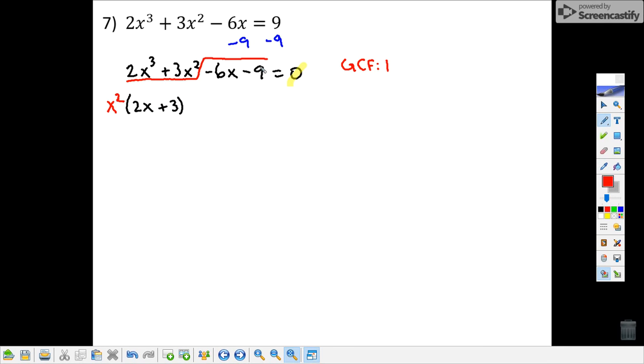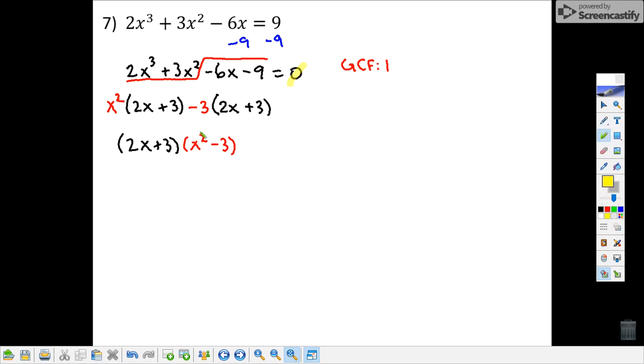The greatest common factor of your second pair of numbers would be negative 3. And you would end up with a positive, so negative 6 divided by negative 3 is positive 2x. Negative 9 divided by negative 3 is a positive 3. Now they're the same, that's good. So we would have 2x plus 3 that I factor out. And then you're left over with x squared minus 3.